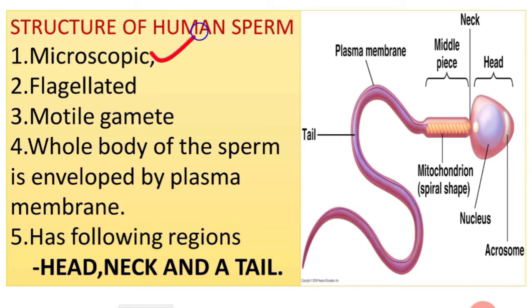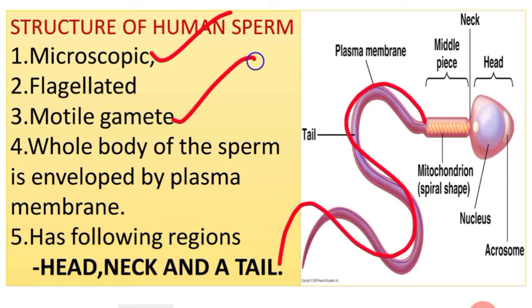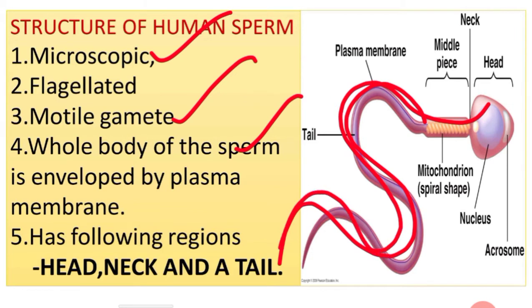Human sperm is a microscopic, flagellated, motile gamete. Move ஆகும், நகரக்கூடிய தன்மை இருக்கிறது. The whole body of the sperm is enveloped by plasma membrane. Plasma membrane. The whole sperm is covered by plasma membrane.